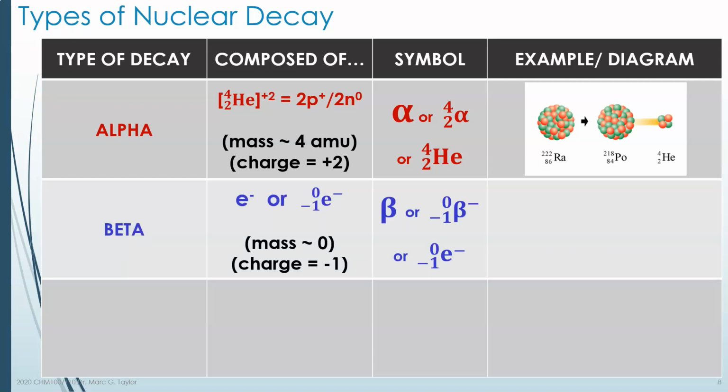A beta particle is pretty interesting, and we'll go over the details of this later, but a beta particle was soon discovered to be nothing more than an electron. However, unlike normal electrons that are found in the electron cloud, this is an electron that is formed. It is not released from the atom. It is actually formed by a neutron breaking apart into a proton and a neutron.